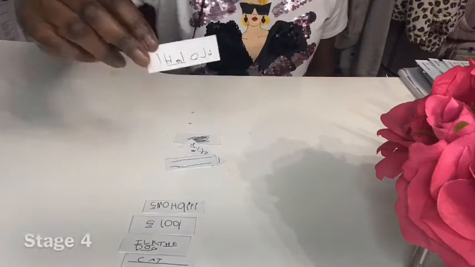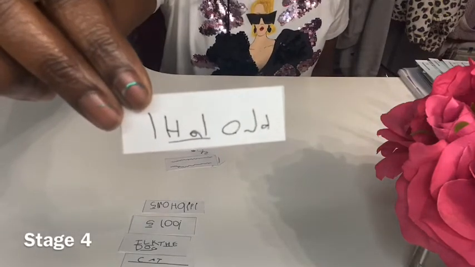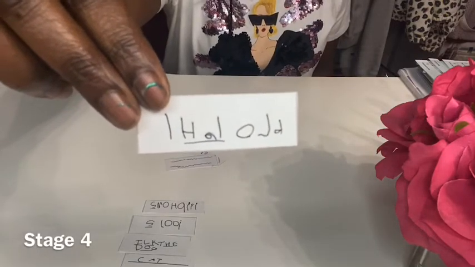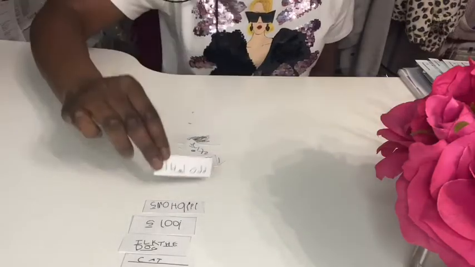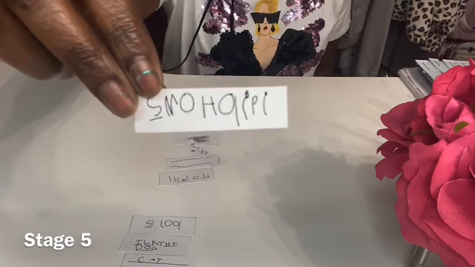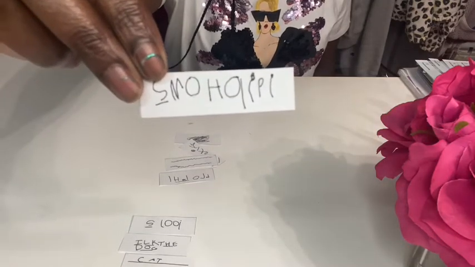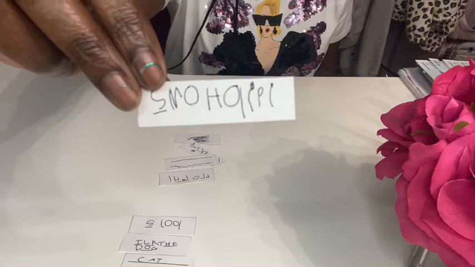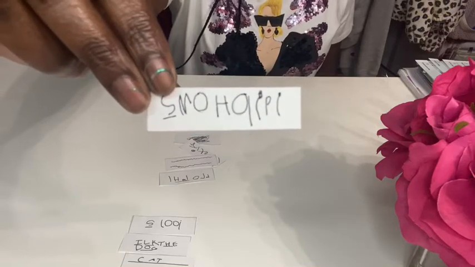Level 4, letter-like marks that resemble letter-like shapes. Level 5, strings of letters that do not create words, written left to right, including uppercase and lowercase letters.